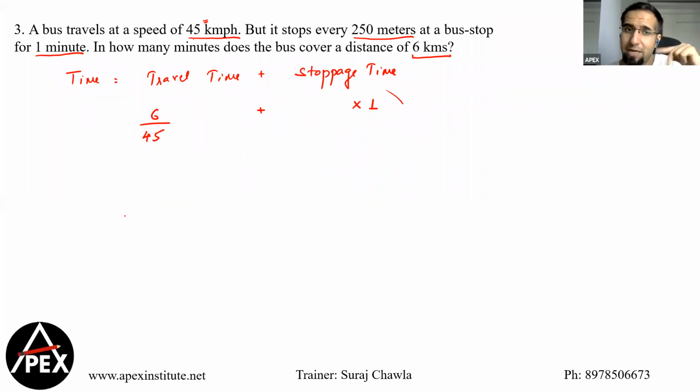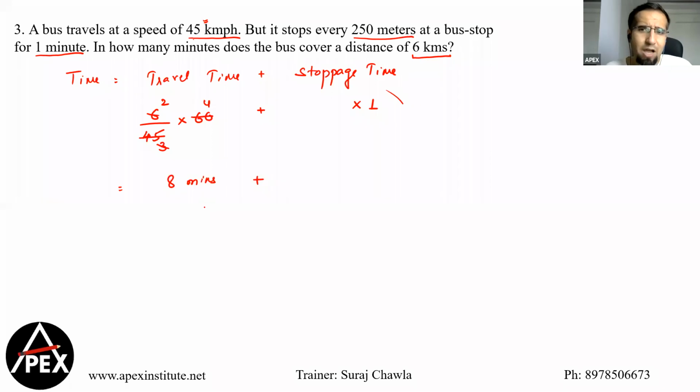Kilometers and kilometers per hour, so time would be in the form of hours. If I have to convert it to minutes, I multiply by 60. If I multiply by 60, then what do I get, guys? This is 3s, this is 4s, this is 3 ones, this is 3 twos. So, therefore, we get 8 minutes as the travel time.